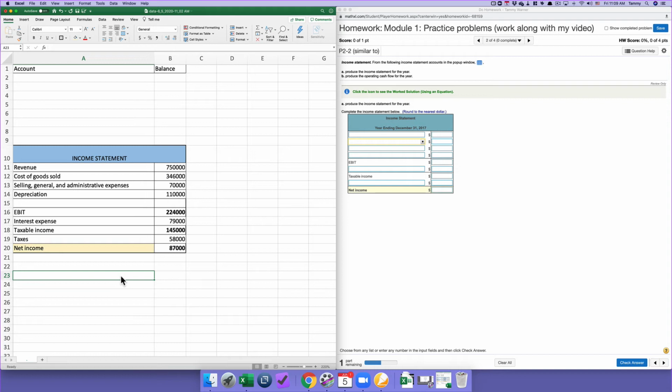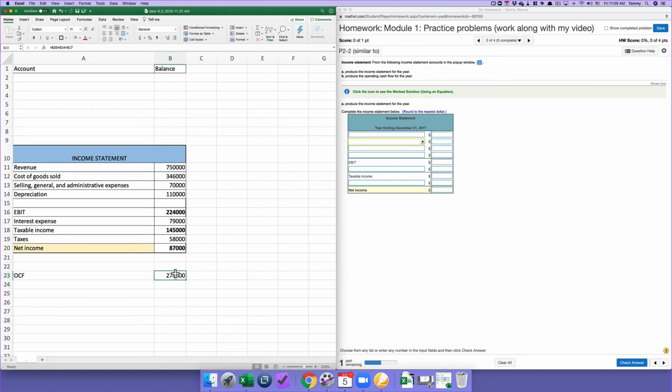So, the next thing that we want to do is the operating cash flow, which I'm sure you remember is the net income, and then you add back depreciation. And then you also add back interest expense because that is a financing cash flow, okay? So operating cash flow is net income plus depreciation plus interest expense because it's a financing cash flow.